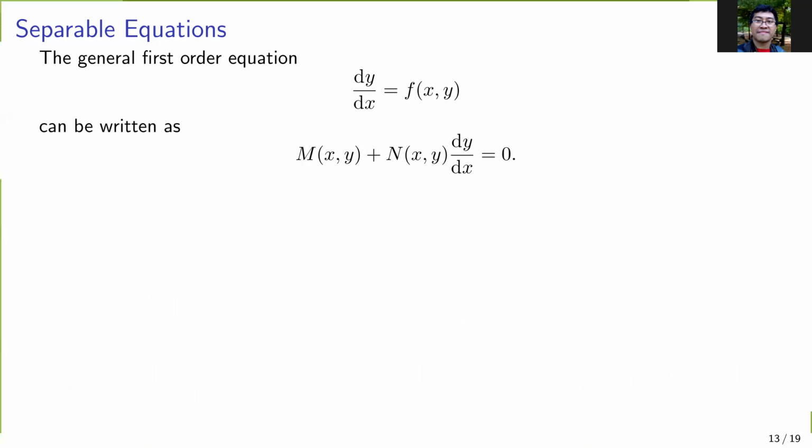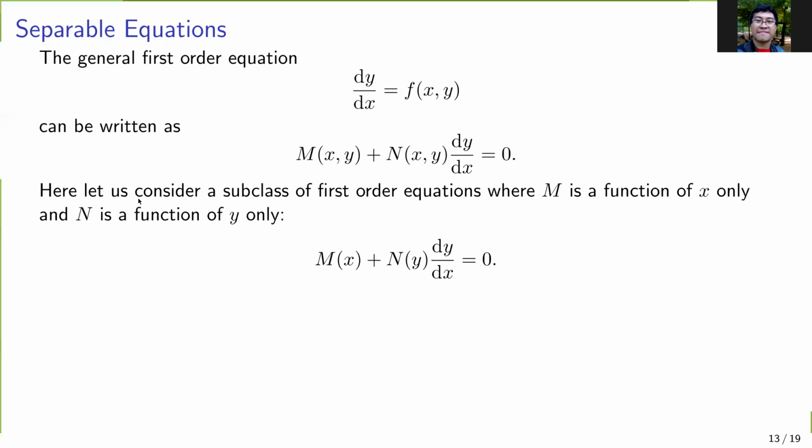Okay, the next method is called separable methods of solving differential equations by separating the variables. We call it the method of separable equations. The general first order equation can be written as this form, where m and n are functions of x and y. We consider a subclass of first order equations where m is a function of x only and n is a function of y only. So we write here m of x and n of y.